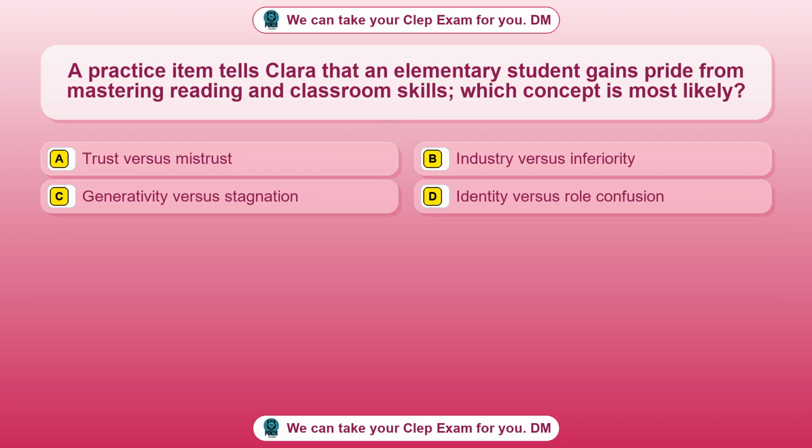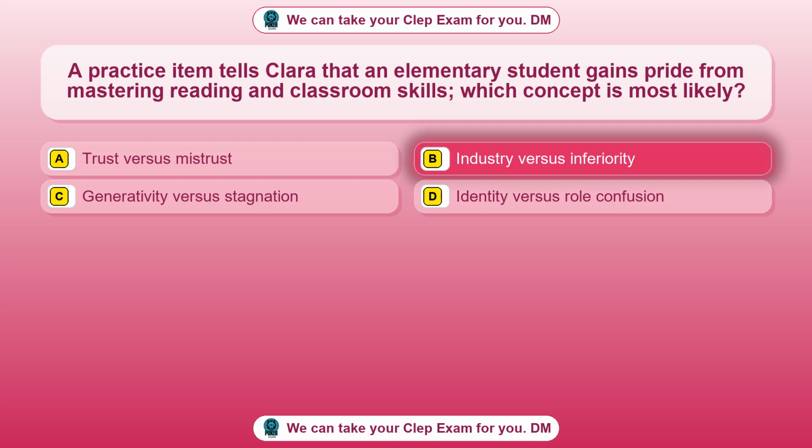Question 19. A practice item tells Clara that an elementary student gains pride from mastering reading and classroom skills. Which concept is most likely? Option A, trust versus mistrust. Option B, industry versus inferiority. Option C, generativity versus stagnation. Option D, identity versus role confusion. The correct answer is option B.